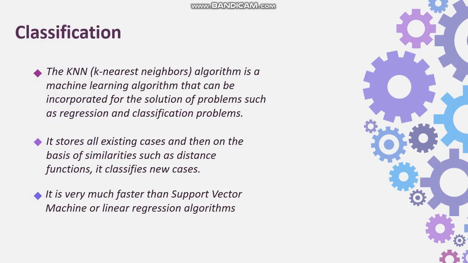For the classification purpose, we used the k nearest neighbors, as they are best for regression and classification problems. How do they work? They work by storing all the existing cases, and on the basis of similarities such as distance functions, they classify new cases. It's very much faster than support vector machine and very easy to use.